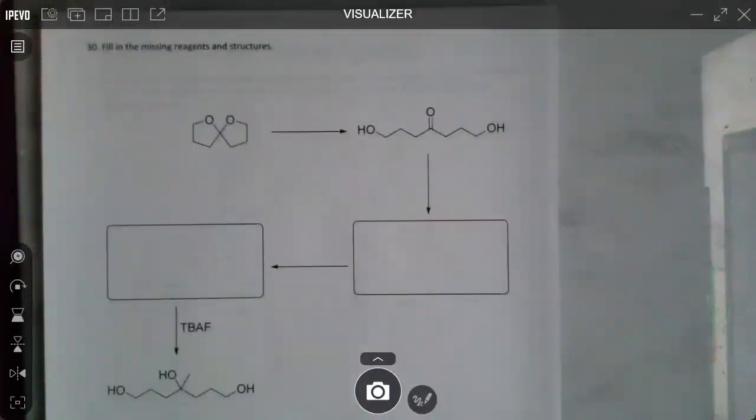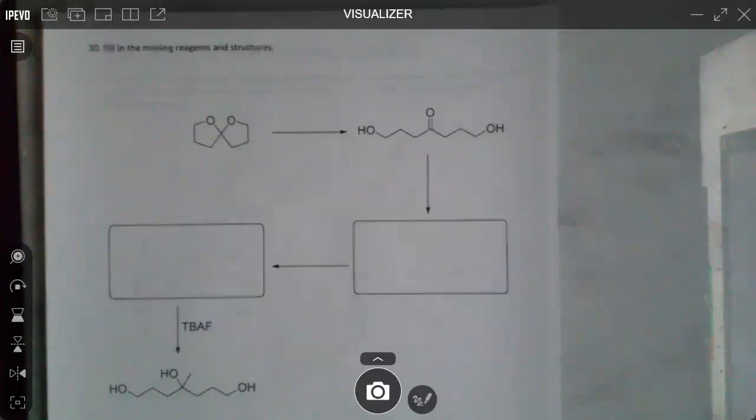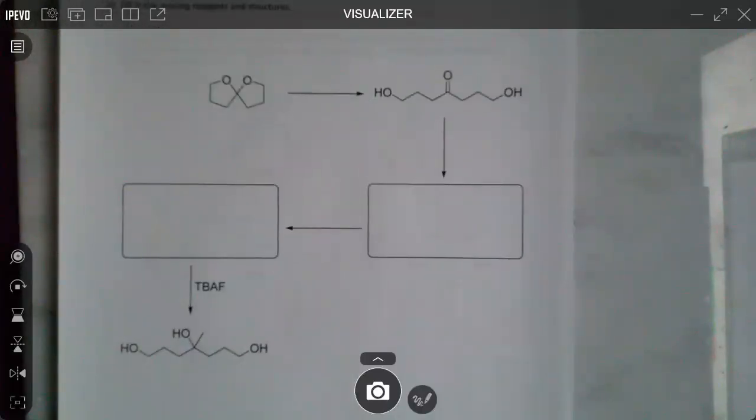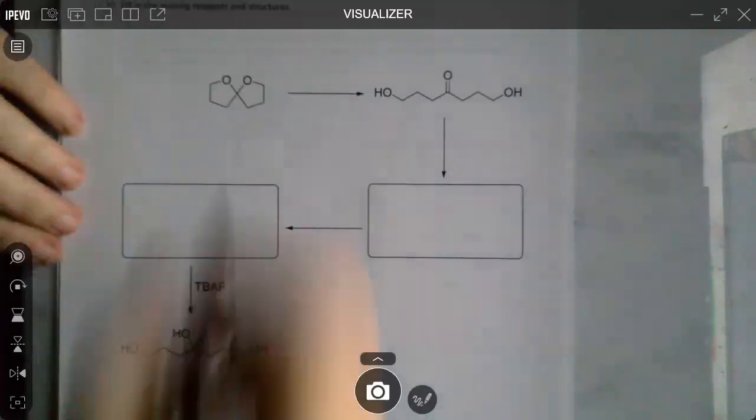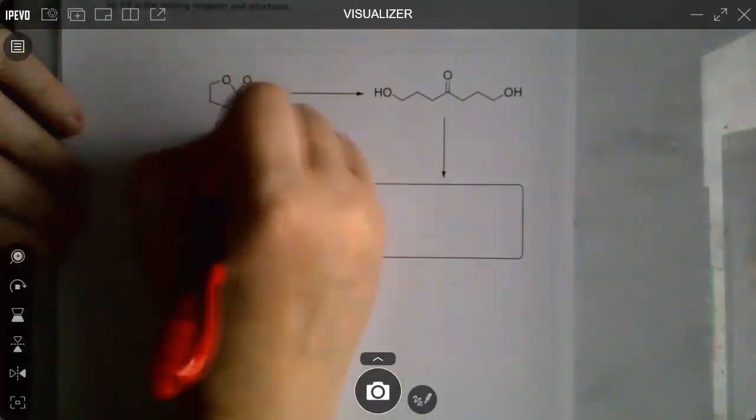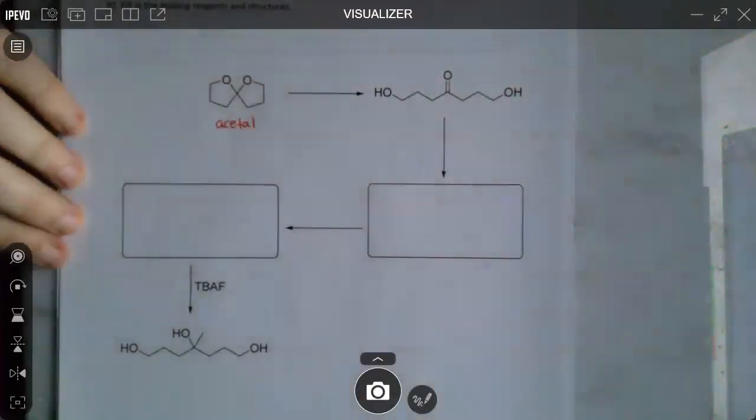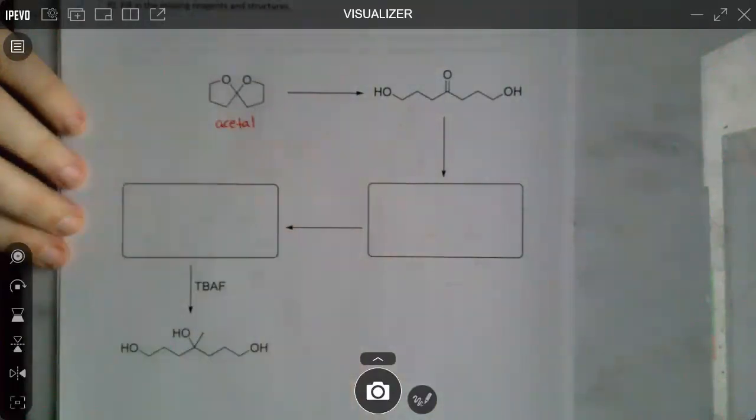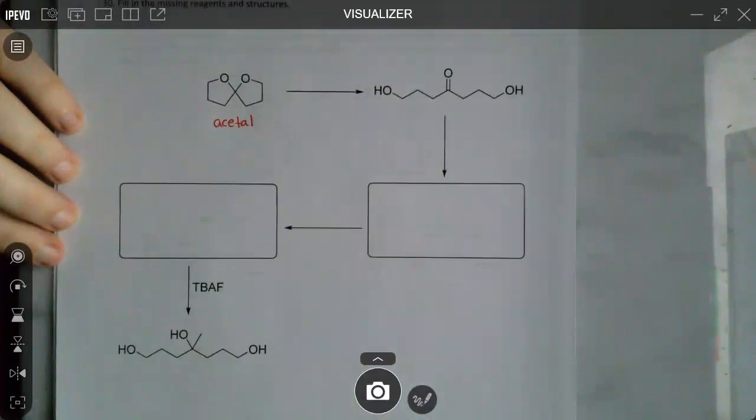Fill in the missing reagents and structures. So this one might be a little bit tricky at first, but maybe if you stare at it for long enough, you might recognize that this is actually an acetal because we have a carbon attached to OR and an OR, so 2 OR groups attached to 1 carbon. So we call that an acetal. Acetal formation is reversible.